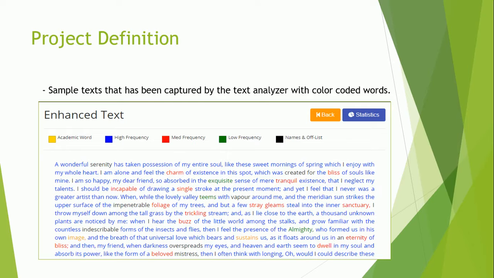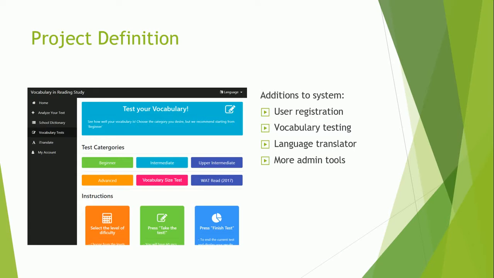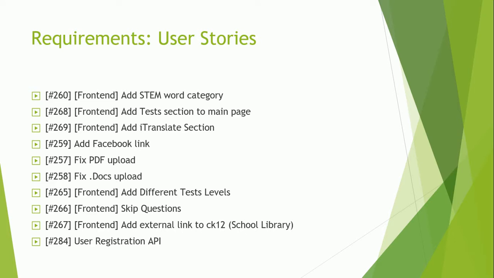Now, this semester we've added onto that, and that's what we're going to focus on in these videos. The main features that were iterated in this version 3.0 are user registration, vocabulary testing, language translator, and administrative tools. So here are some of the user stories that were implemented this semester.